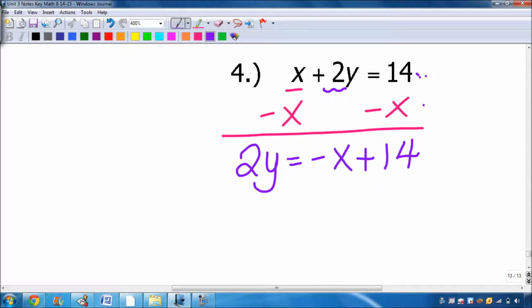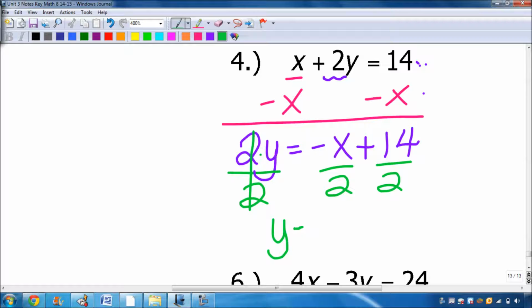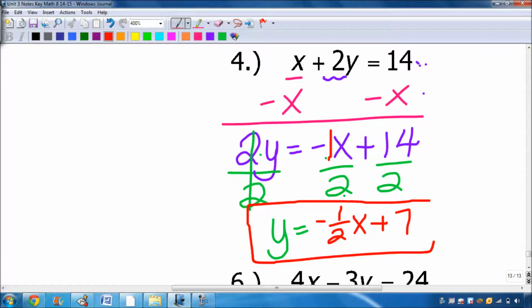Now I want to get rid of this 2. So what's separating the 2 from the y? Multiplication. So get rid of it by dividing everything by 2. So I end up getting y equals. Now, this x is not divisible by 2. I don't know what x is. I can't divide it by 2 evenly. But it has an invisible coefficient of 1. So it's negative 1 over 2. If you can't divide it out, leave it as a fraction. So it's negative 1/2 x, and then the rest is easy. 14 divided by 2 is just 7.